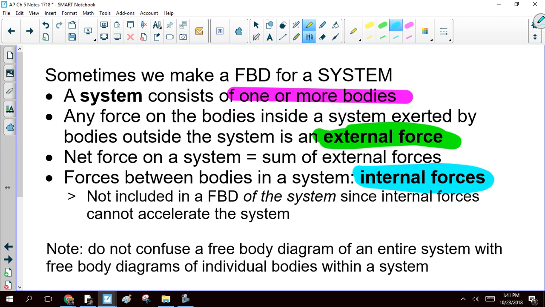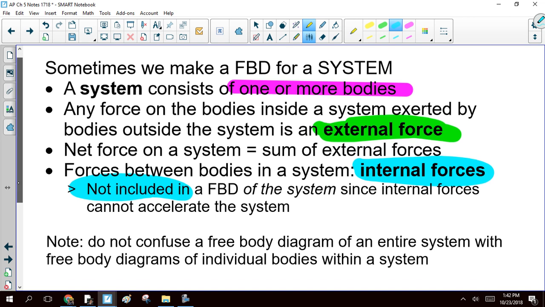So when you make a free body diagram for a system, you do not include the internal forces, all right? Last year I kept saying you can't sit inside your car and push on the dashboard and make it go, right? Because you're an internal force. If you push, the car is going to push you. All of that is contained within the system, and it doesn't affect the overall motion, okay?